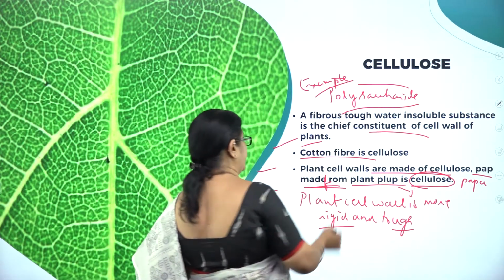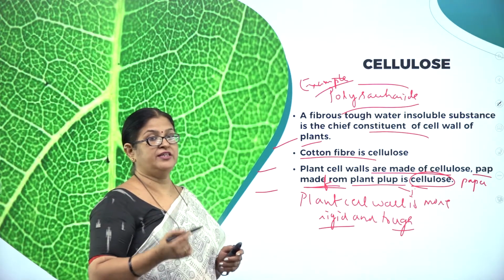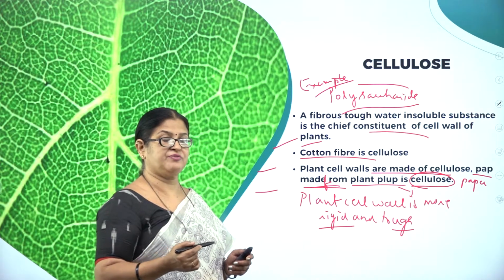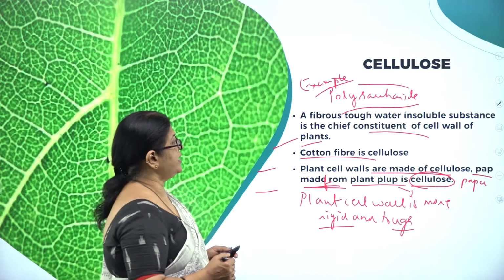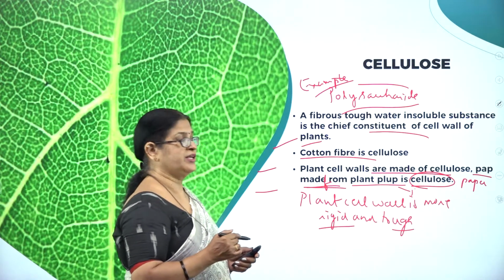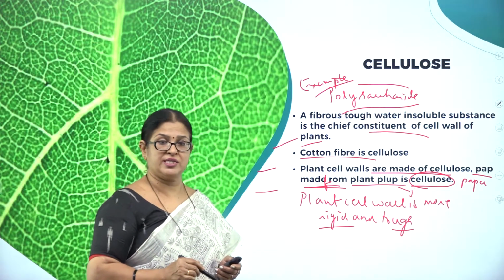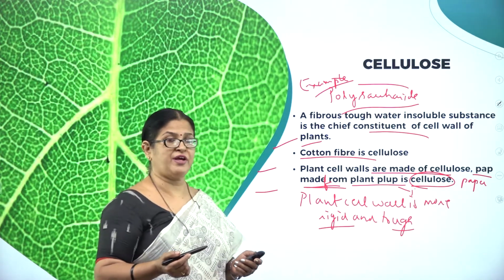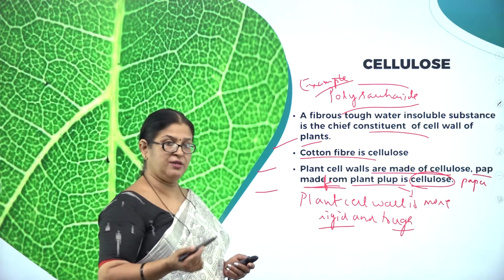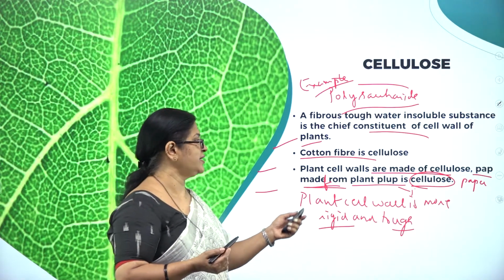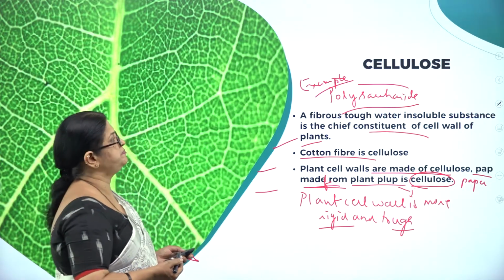As we know, the plant cell wall is very rigid and very tough, and the rigidity and toughness of the plant cell wall is mainly due to the presence of cellulose, a fibrous, tough, water insoluble substance which forms a very important constituent of the cell wall of plants. Cotton fiber is cellulose. Plant cell walls are made up of cellulose, and paper from plant pulp is cellulose, as we know it is used for making paper.